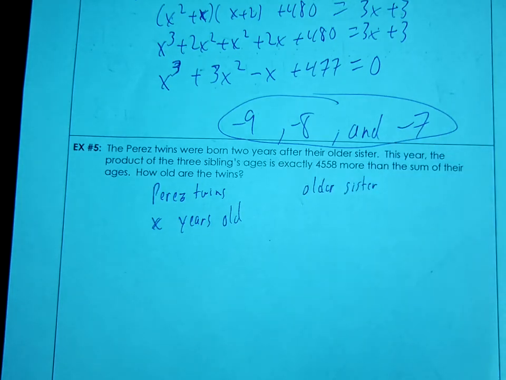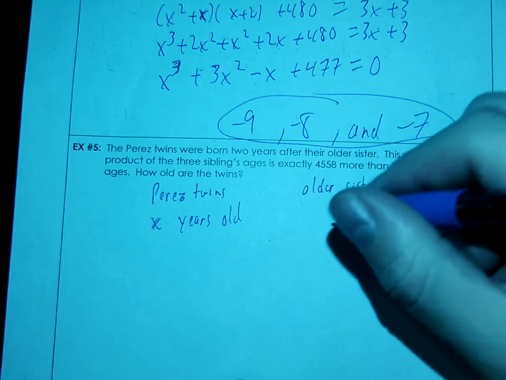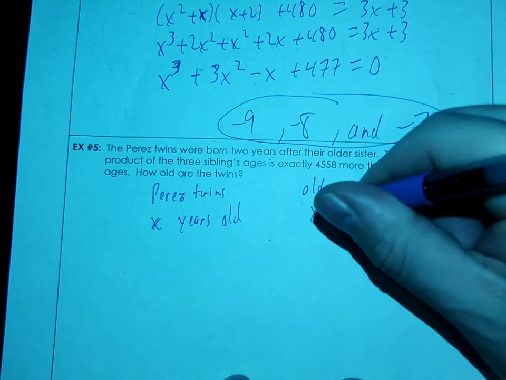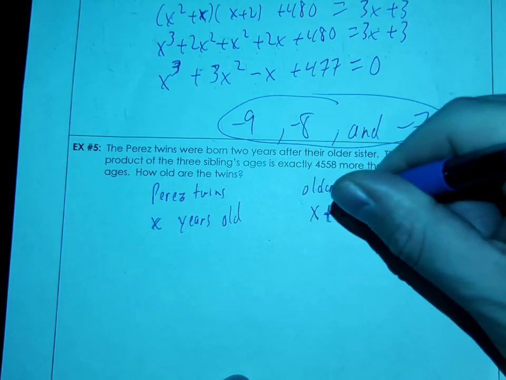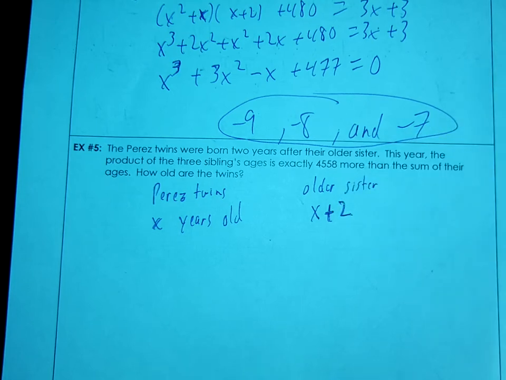that there is kind of a weird wording. The Perez twins were born 2 years after their older sister. That's the correct wording, but it means that their older sister is 2 years older. Alright, so the older sister is X plus 2. The wording there just kind of bothers me sometimes, like, I don't know why.